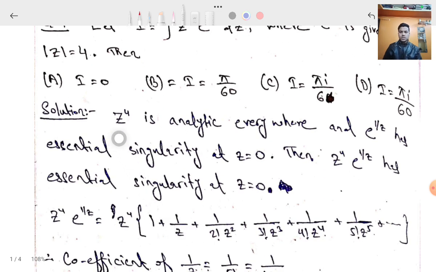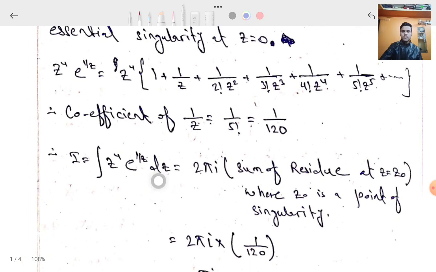Then the solution is, z to the power 4 is analytic everywhere, we know that, and e to the power 1 by z has an essential singularity at z equals 0. Then z to the power 4 e to the power 1 by z has an essential singularity at z equals 0. So what we will do, we will find the series expansion of e to the power 1 by z to find the residue. Okay, so z to the power 4 as it is, and the series of e to the power 1 by z is 1 plus 1 by z plus 1 by 2 factorial z square and so on.